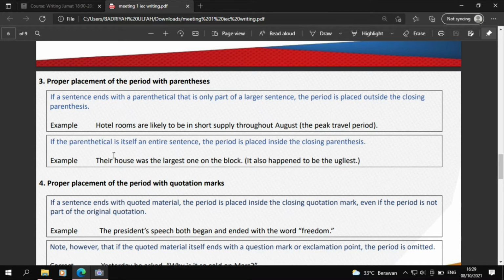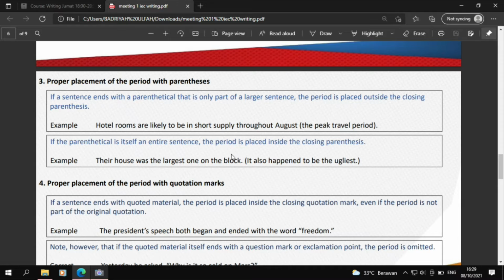Sedangkan kalau yang kedua, coba lihat: Their house was the largest one on the block. (It also happened to be the ugliest.) Rumah mereka ini adalah yang terbesar di blok ini. Nah, rumah itu juga merupakan yang terjelek. Lihat, ini kalimat utuh kan ya yang di dalam kurungnya ini. Dan dia menjelaskan sama seperti kalimat yang di depannya. Maka dia satu kalimat utuh. That's why the period is inside the parenthesis.